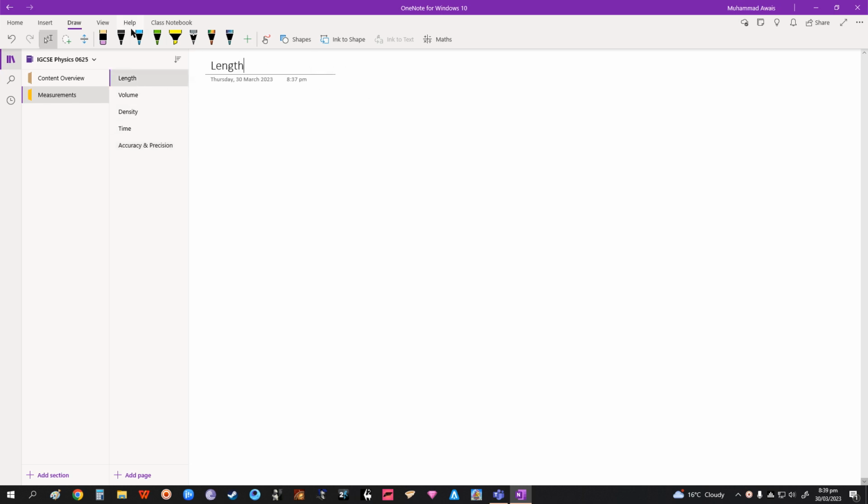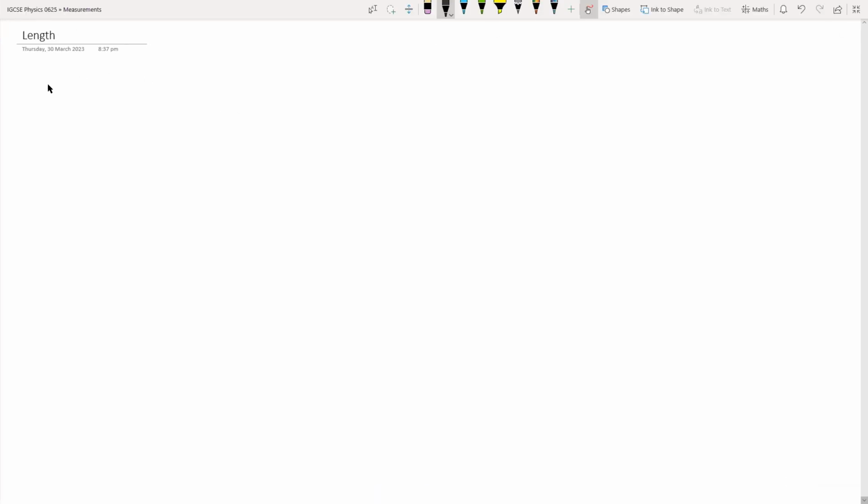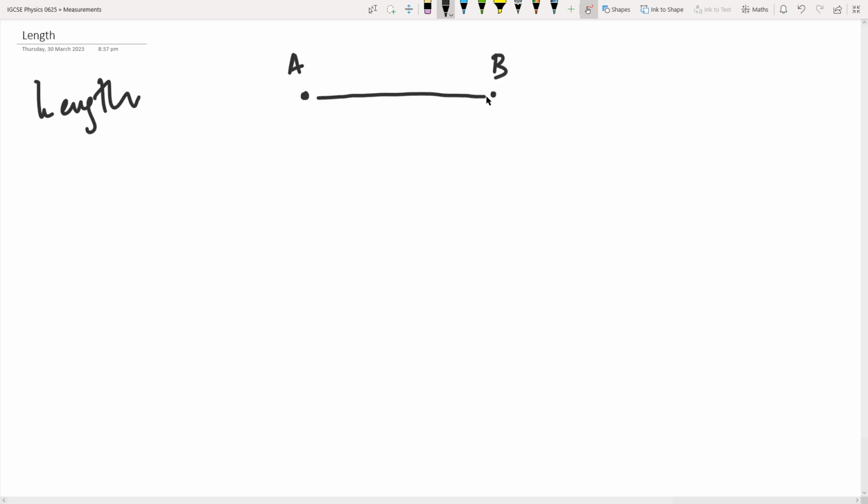So length, right? So what is length? Let's review this. When we talk about length, we need to understand that length is actually a distance between 2 points. Let's say if you have a point A over here and a point B over here, the distance between these 2 points is what we call length, right?